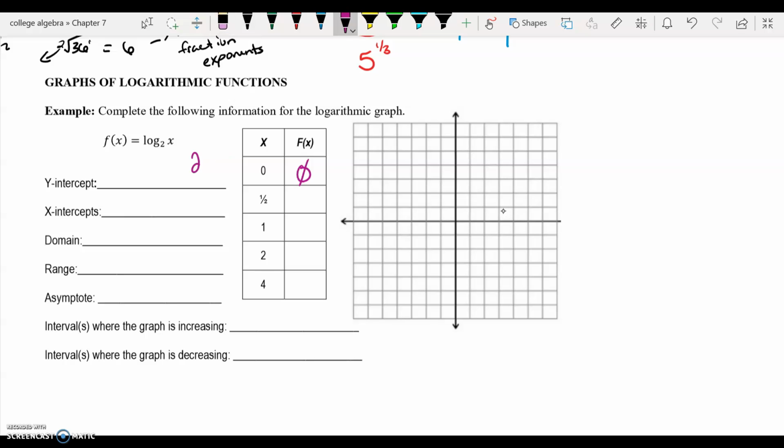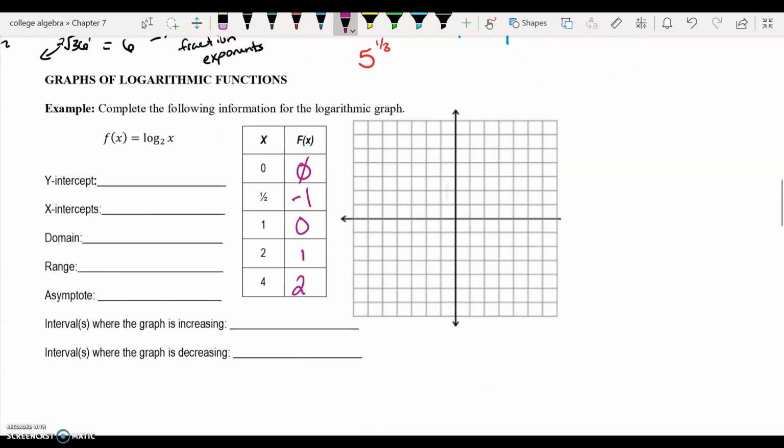The next one, I'm thinking 2 to the what gives me 1/2? Remember, if it's a fraction, it's got to be a negative exponent, so it ends up being -1. We just did a lot of these. 2 to the what gives me 1? In that case, anything to the 0 power gives you 1. And you just work through them. So then you get the rest of the answers, 1 and 2. I just did all of that, and that's from the section above.